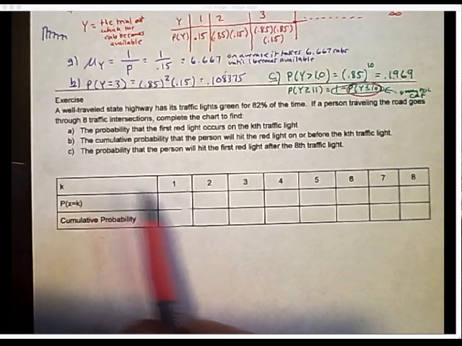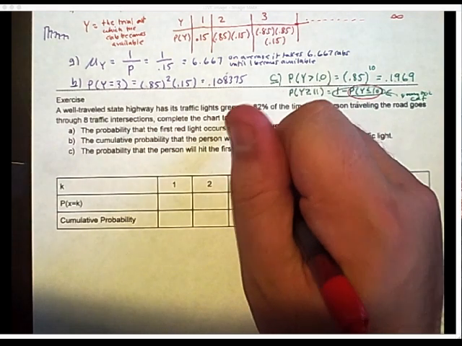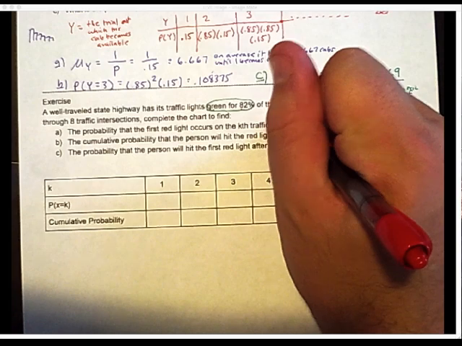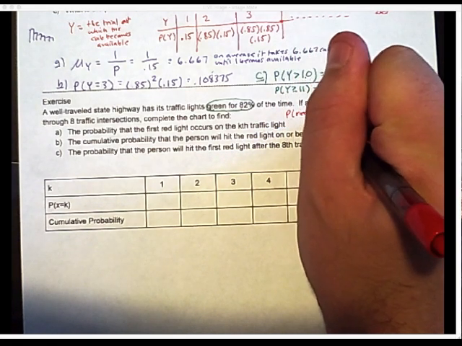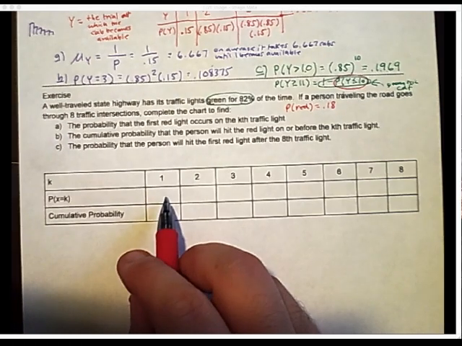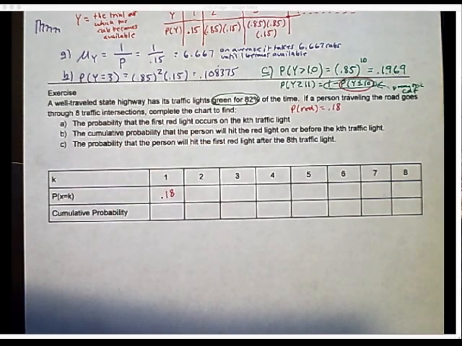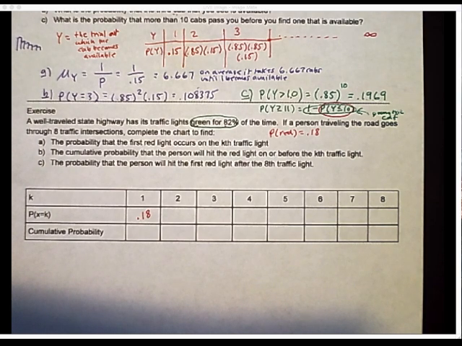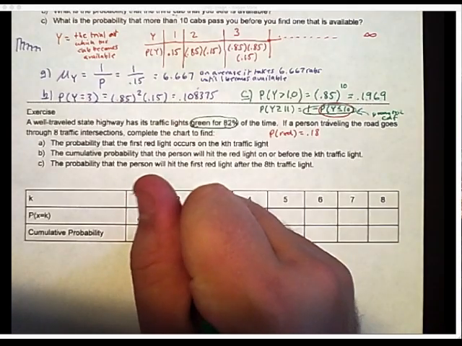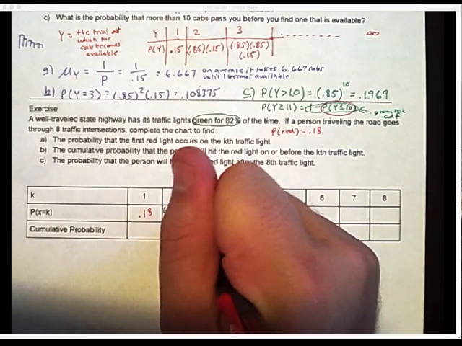Okay. So here, what's the probability that the first red light is the first? Well, if 82% are green, I guess I should underline that in green, what's the probability of red? What's the probability that I get red? Well, hopefully you say, well, that's 18%. So as I come to the first light, what's the probability that that first light is red? Well, it's 0.18. Well, what happens if the second light is the first one that's red? Well, that means that the first light had to be green, and then I have to get a red. So that's 0.82 times 0.18.